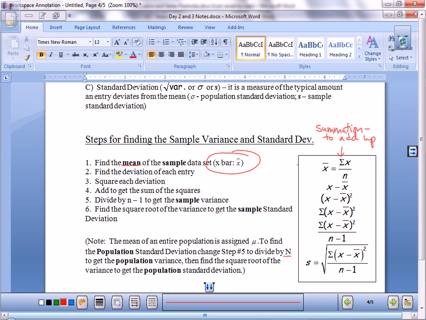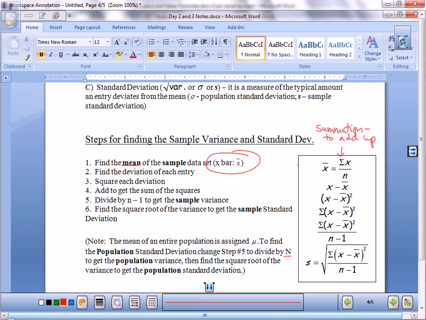Then we're going to add up all those squares. That's what this summation means. Add up all the squares of the differences. And then if we have a sample, we're going to divide by n minus 1. If we had the entire population, we would divide by n. So sample, n minus 1; the entire population, you would divide by n. That's the difference there.